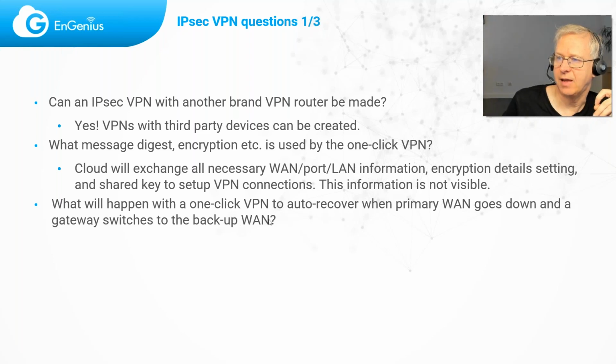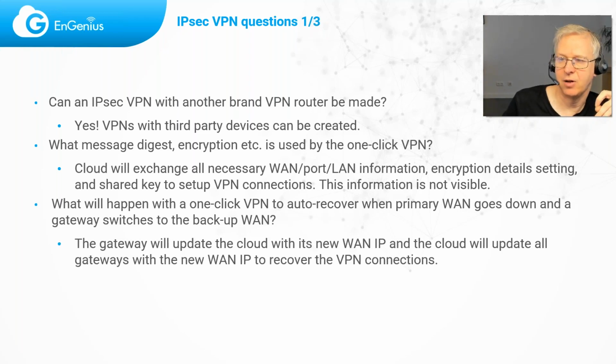For the one-click VPN, if a primary one goes down and you switch to the backup one, then the gateway will update the cloud with its new public IP, and then the cloud will update all the other gateways with the new public IP, and then the VPN connections will be recovered. So it may take a little time, maybe up to 5 minutes, depending on when the gateways connect to the cloud to get new settings.